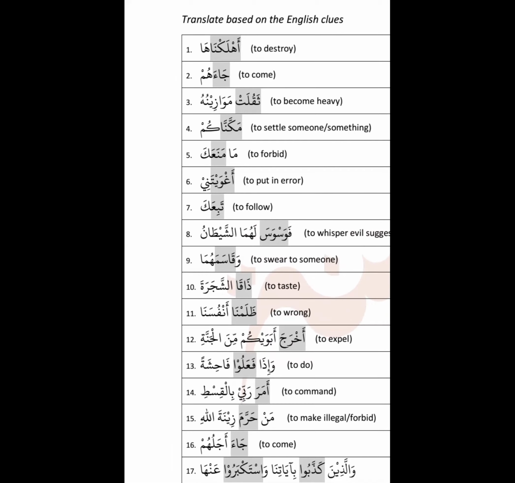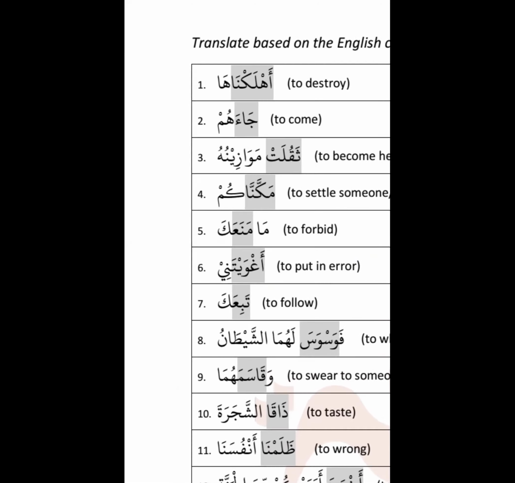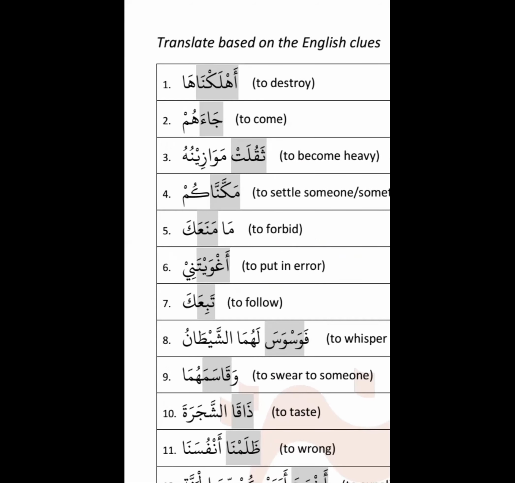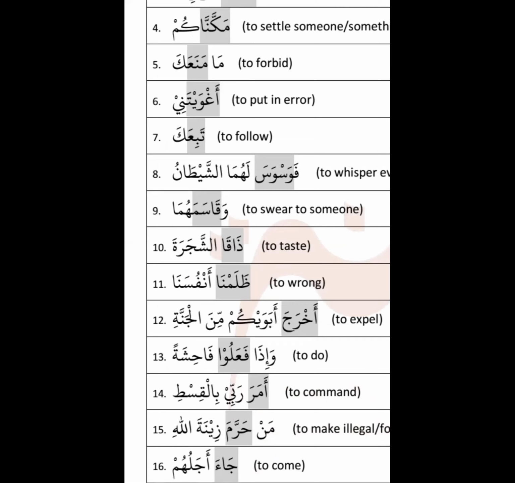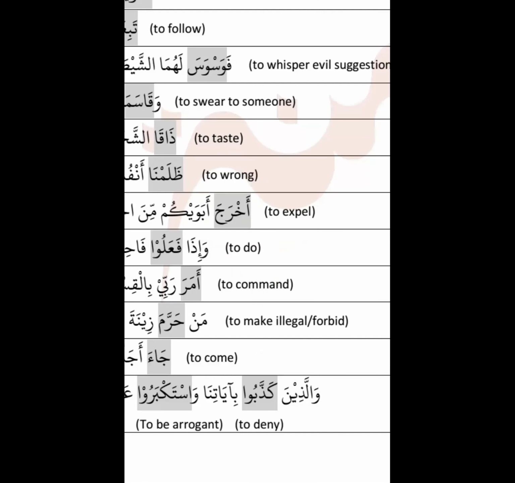Okay, makkanna. What is the inside doer? Page 36, number four. Nahnu. Good. Then number eight, waswasa. Huwa. Nice. Fa'alu. What is waswasa? Huwa version, okay, because it's ending with a fatha, right? Mm-hmm. Okay.